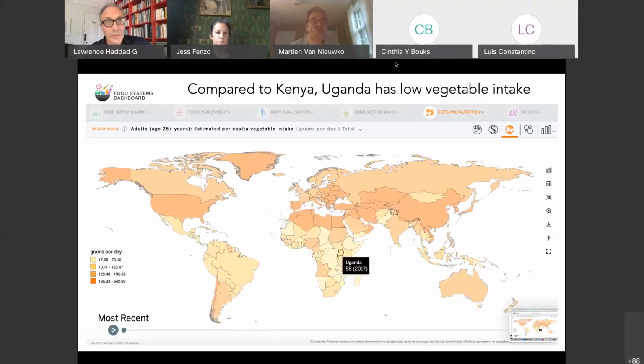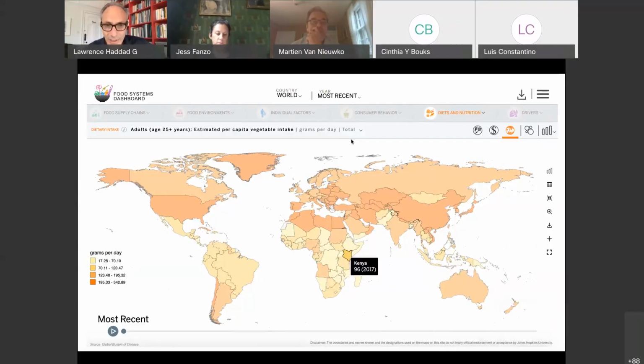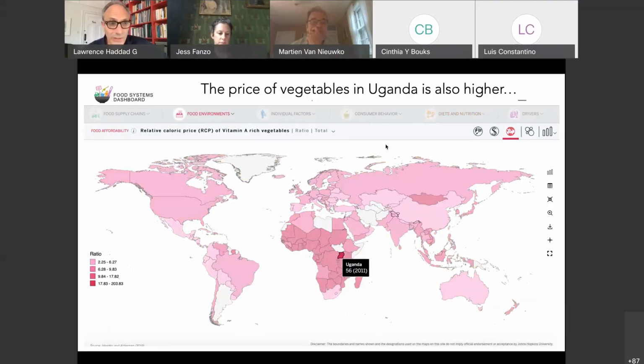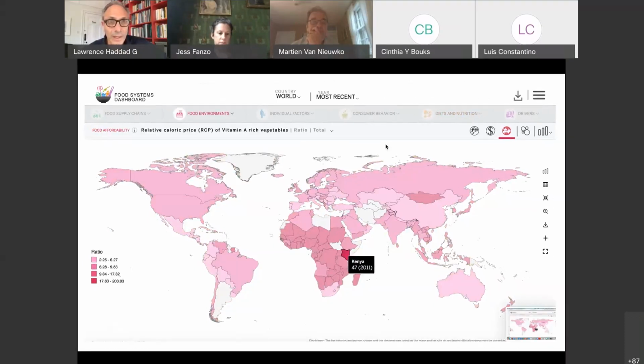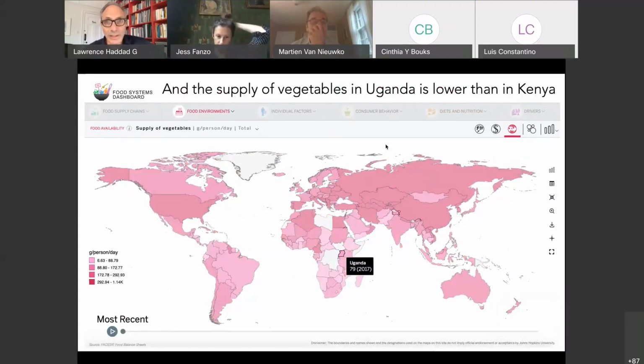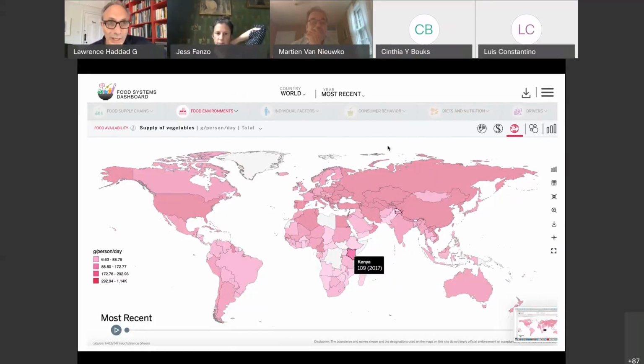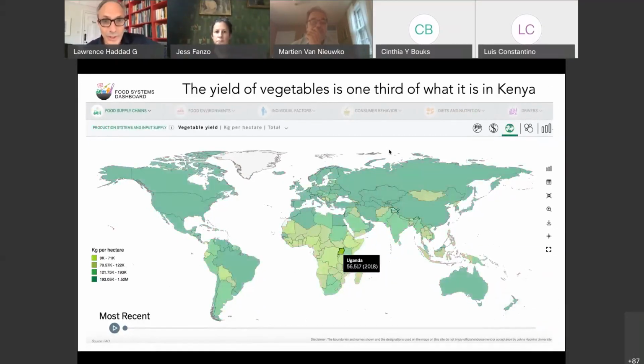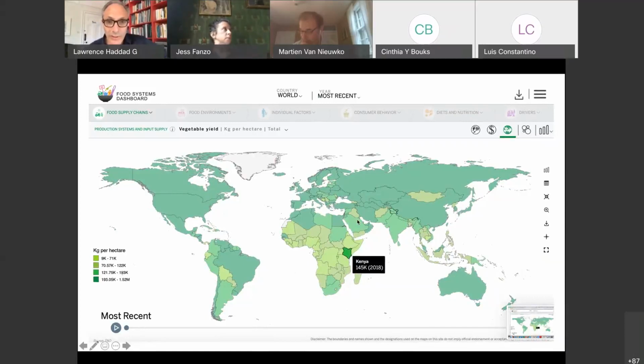Well, the dashboard will help you get some clues. It won't tell you what you need to do, but it'll give you some clues. Compared to Kenya, Uganda has a pretty low vegetable intake. I can't remember what the units are, grams per day: 58 in Uganda, 96 in Kenya. This is domestic level of consumption. The price of the vegetables in Uganda is also higher, 56 compared to 47. And the supply of vegetables in Uganda is lower than in Kenya, 79 compared to 109. And perhaps most strikingly, the yield of vegetables in Uganda is a third of what it is in Kenya. Much of that is for export, but not all of it, obviously.